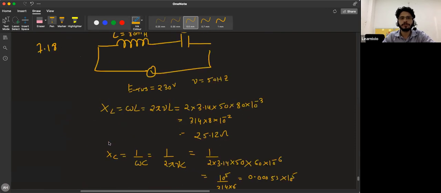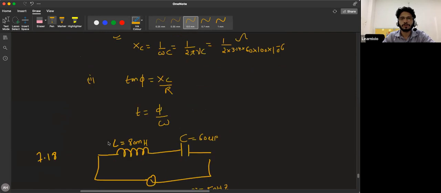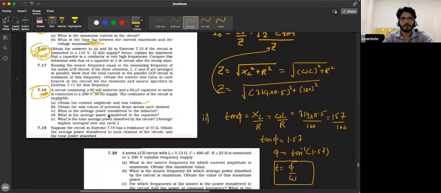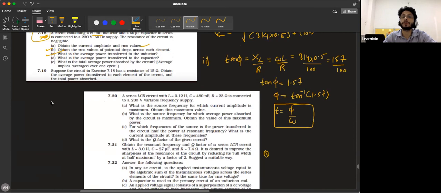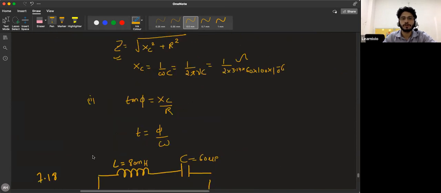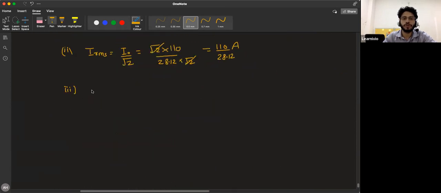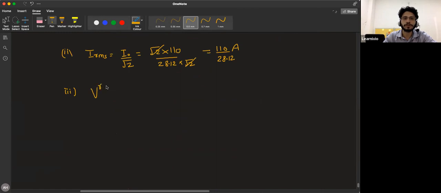Third part of the question. After IRMS, what was the next part of the question? The next part is average power. What is the average power transferred to the inductor? No, the B part is what's the RMS value of potential drop across each element? Okay, fine. We need voltage VRMS across inductor.